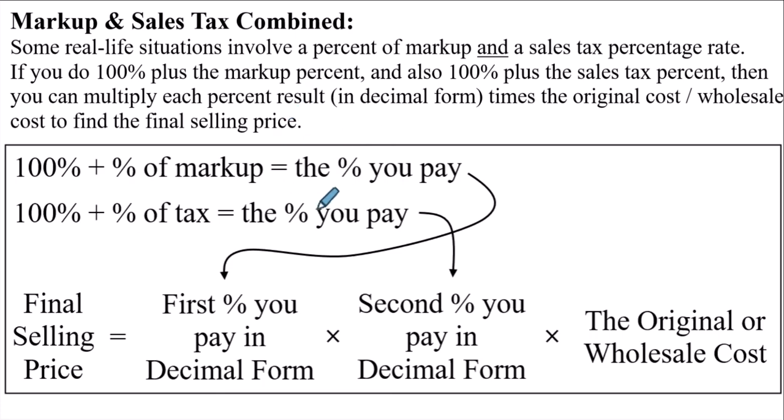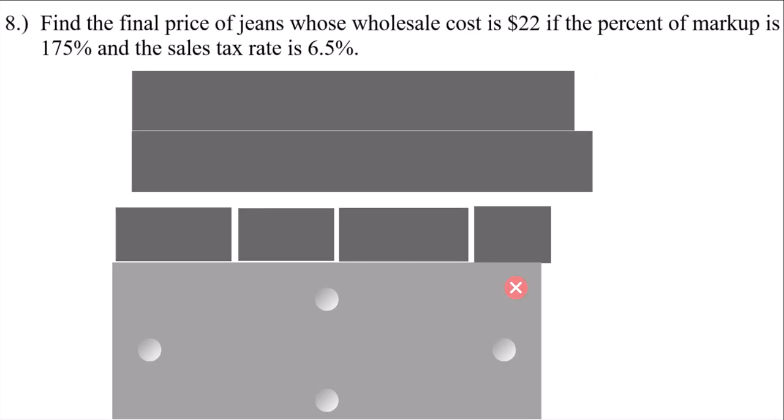So take a look at how I spelled this out for you here in the box. As you're used to doing, 100% plus a percent of markup, but also 100% plus the percent of tax. So that's two different percentages we pay. The first one was from the markup, the second one was from the tax. You'll put both of them in decimal form times the original wholesale cost, and that will give you the final selling price. Let's do a problem together, and then you'll try one on your own.